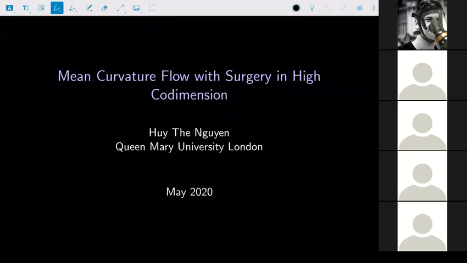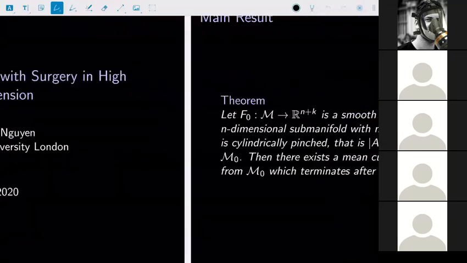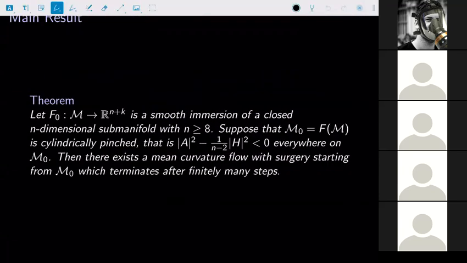So without further ado, I'll just explain the main theorem that I'm going to talk about today. Here, what we are going to consider is a smooth immersion of a closed n-dimensional submanifold into R^(n+k), with n greater than or equal to 8. We can actually go a little bit lower, to n equal to 4, but we don't get optimal constants.